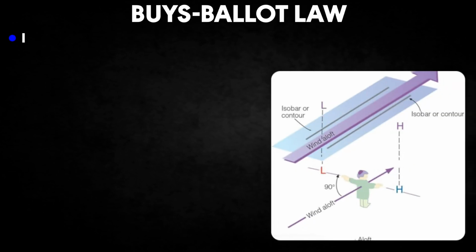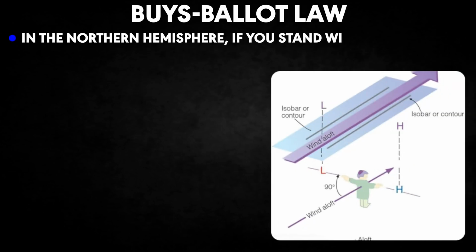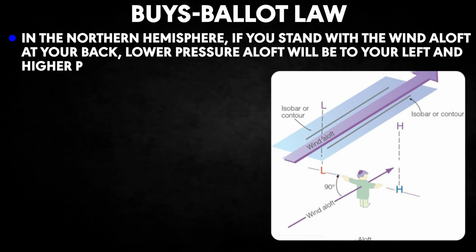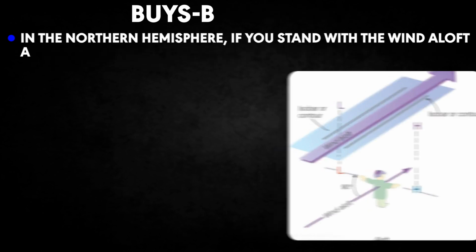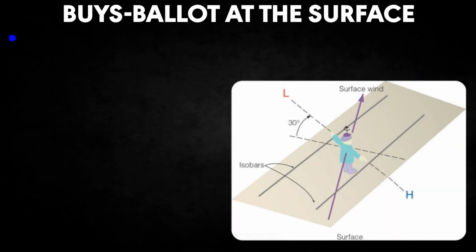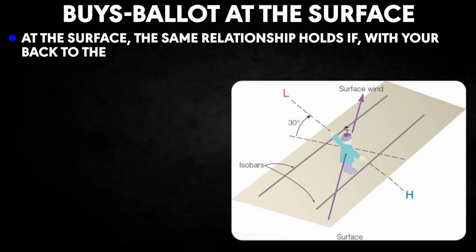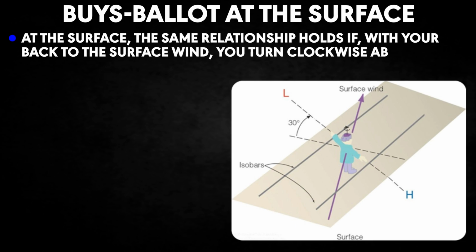Buys Ballot's law in the Northern Hemisphere. If you stand with the wind aloft at your back, lower pressure aloft will be to your left and higher pressure to your right. Buys Ballot at the surface: the same relationship holds if, with your back to the surface wind, you turn clockwise about 30 degrees.